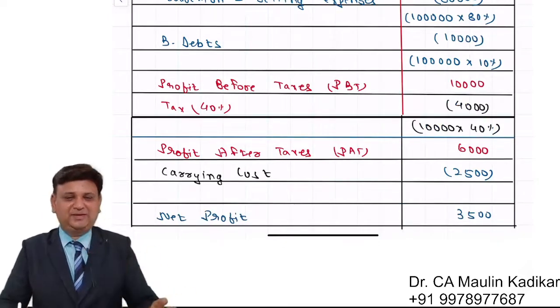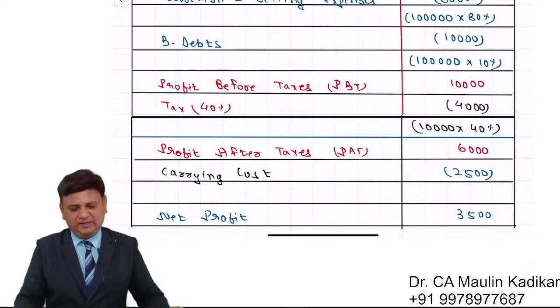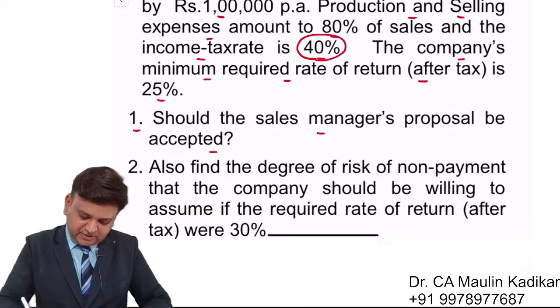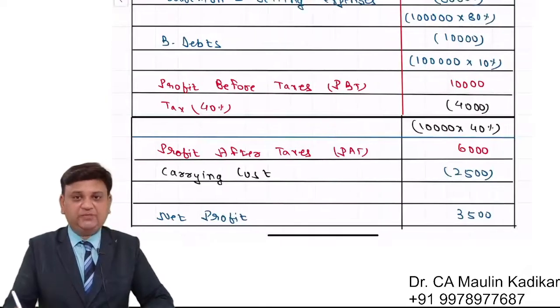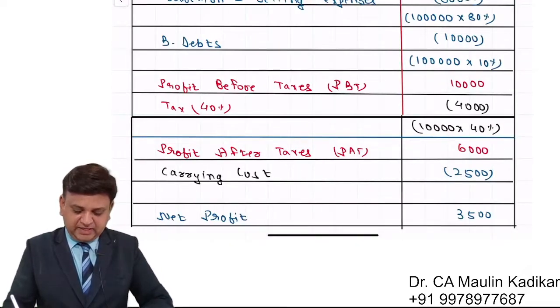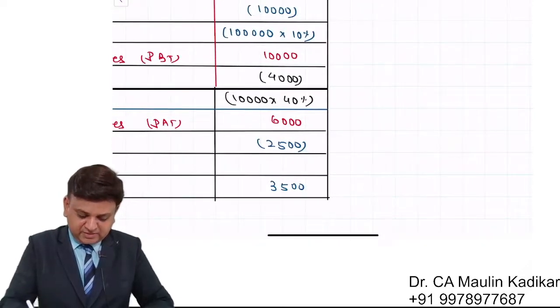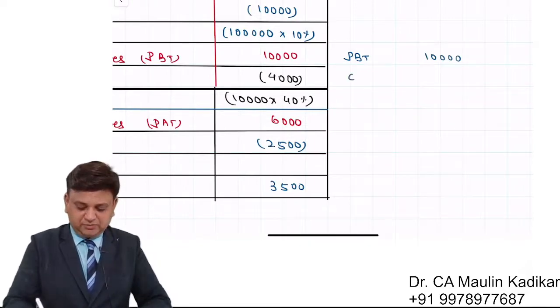Now one more point. See, the answer is over, but still I am explaining one more point. The question may provide that the cost of capital is before tax. Like that information may be given. In that case, what will happen? Let us understand. In that case, from this 10,000 rupees of the profit before taxes, we are required to deduct the carrying cost. How much? 2,500.